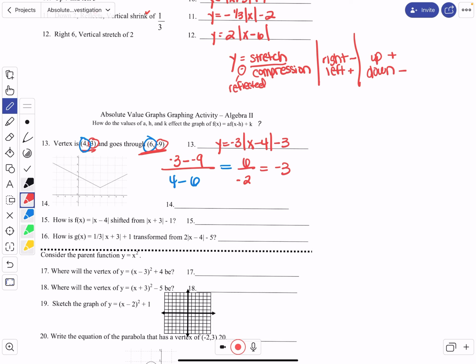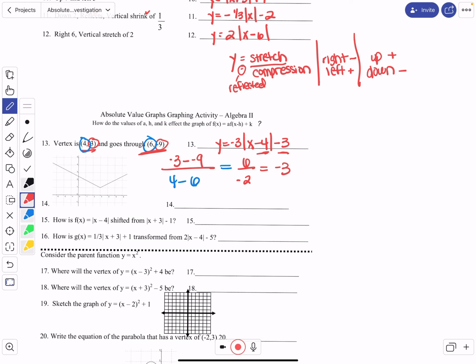So your vertex you use for H and K for here and here. And then if they give you another point, you use that to help find your stretch or compression, if it's reflected across the x-axis. Okay? So 14, it gives us a picture of a graph.